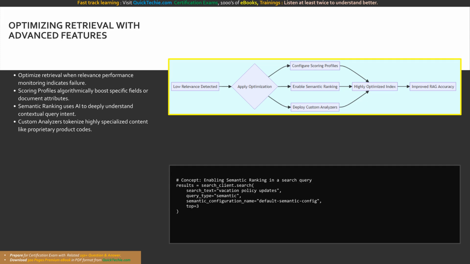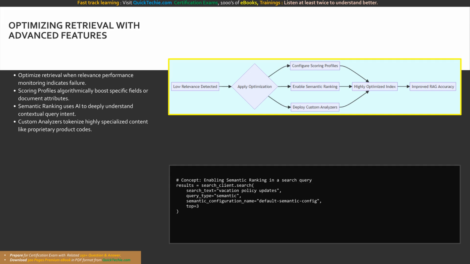For example, you might powerfully boost documents that have a more recent publication date, or explicitly match a high-priority document title field. The second, and arguably most revolutionary technique, is enabling semantic ranking. Unlike traditional basic keyword matching, semantic ranking uses advanced AI models to deeply understand the true contextual meaning and subtle intent behind a user's prompt, vastly improving the semantic relevance of the retrieved text chunks.